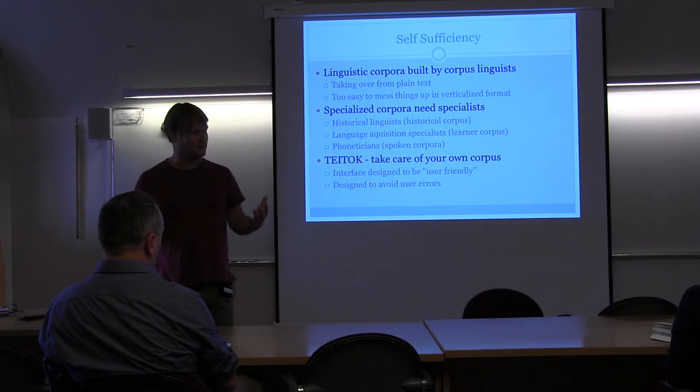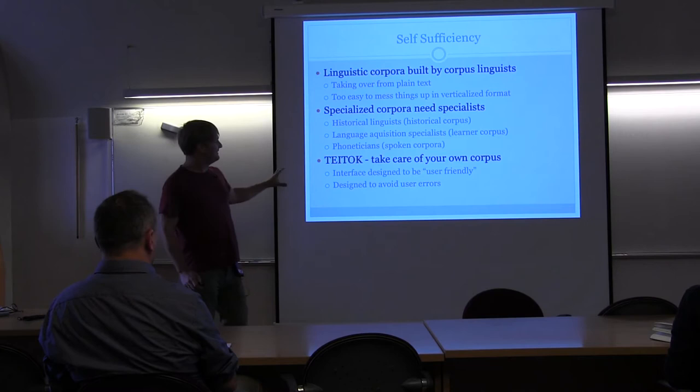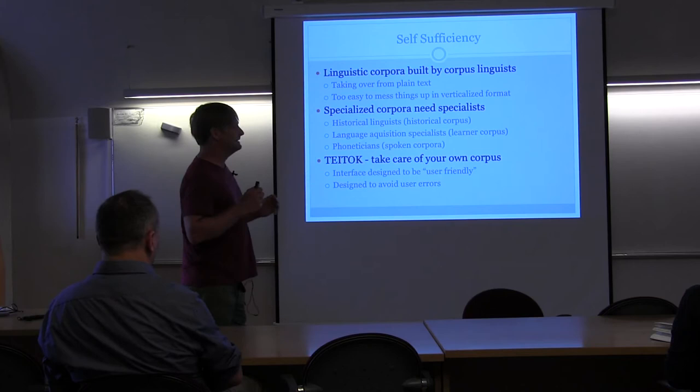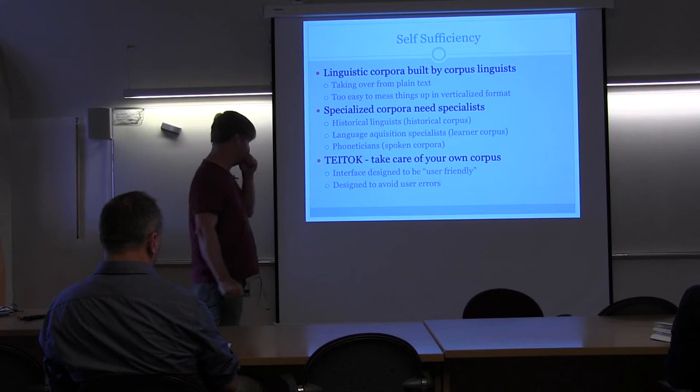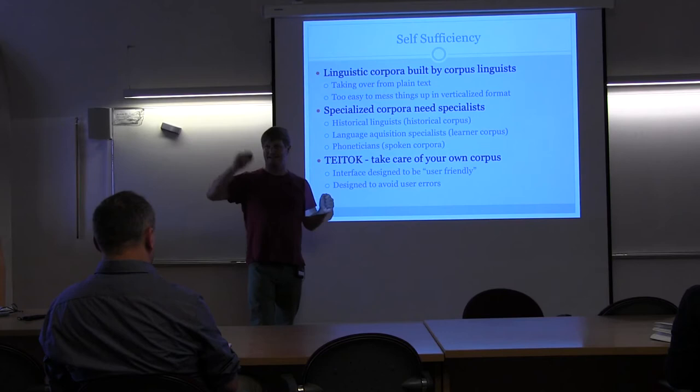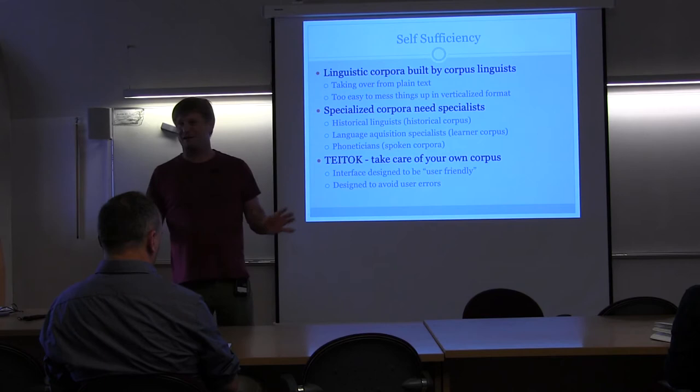So the base philosophy behind TEITOK is: take care of your own corpus. That isn't just because it's useful, but also because it avoids errors. So if you always use an interface to make any corrections, then you can't accidentally put a tab character somewhere that breaks everything beyond it. Or worse, if you use Excel for something and somebody accidentally sorts a column, then your whole corpus is gone, basically. You think that it would never happen, but it always happens.